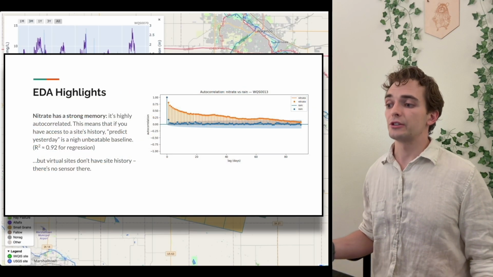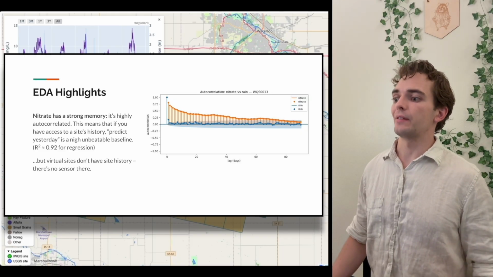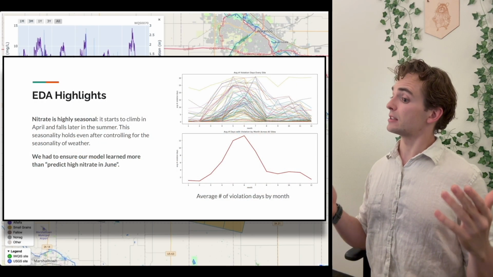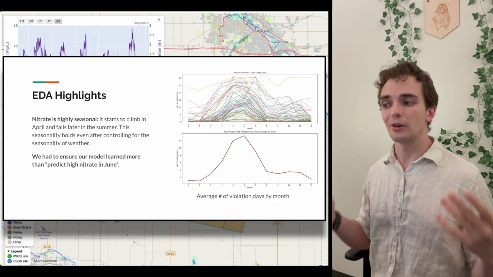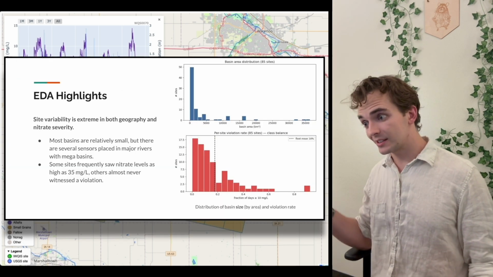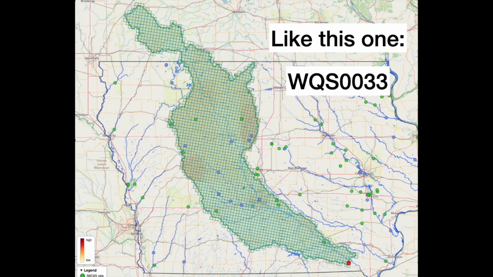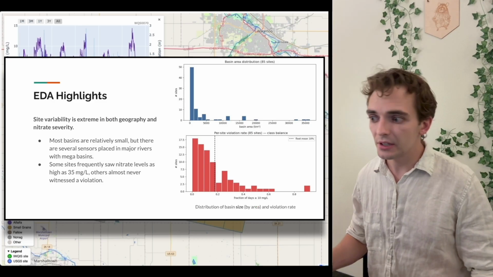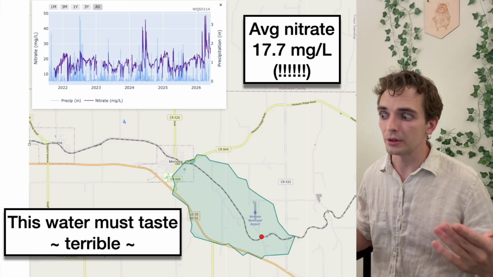So first, waterborne nitrate has a strong memory. If a sensor read a high value yesterday, it will likely read a high value today. Second, nitrate is highly seasonal. It climbs in April, peaks in June, falls in late summer, coinciding with the growing season of corn, as you might expect. And then third, sensing sites have high variability. Most are pretty small, but some are truly massive. Some sites almost never see a nitrogen violation, others stay consistently above the 10 milligram per liter threshold.